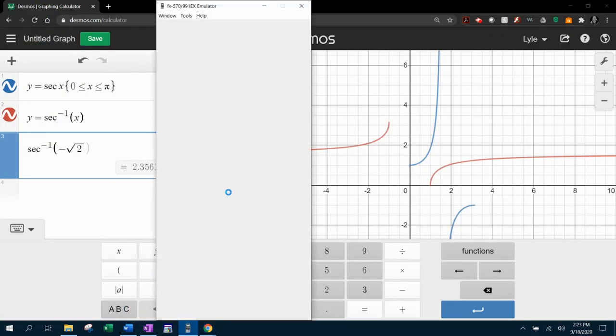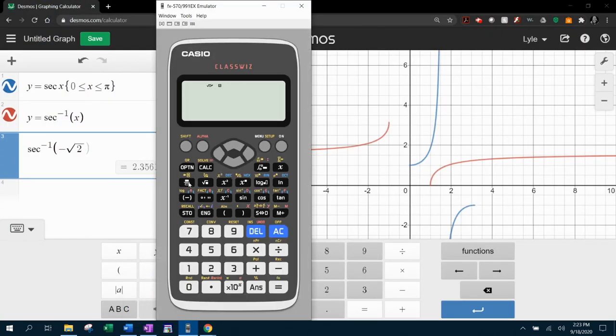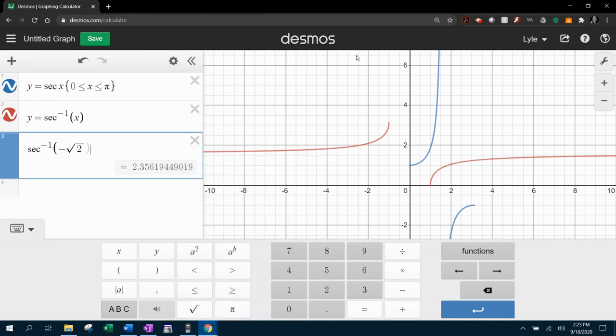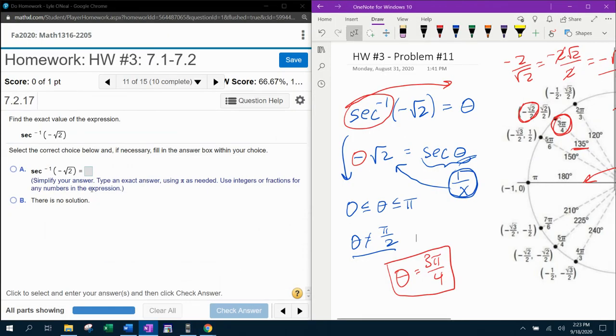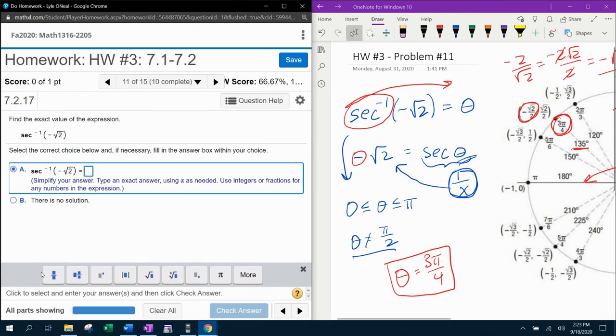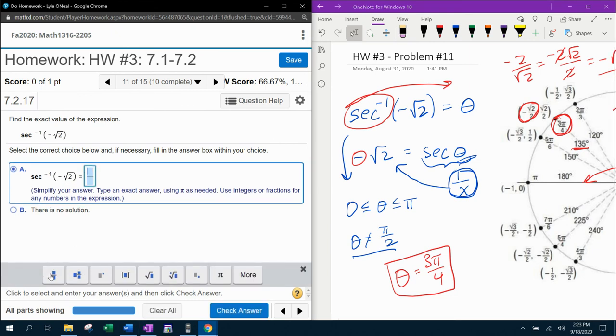And the way we can check that is with the calculator. So here we're going to go 3 pi over 4. And if I hit the SD button, notice 2.356 is the same decimal value. So that helps me feel better about my answer. So now if we go to MyLab Math and check that, that should be 3 pi over 4.